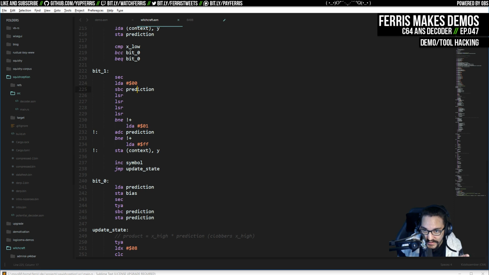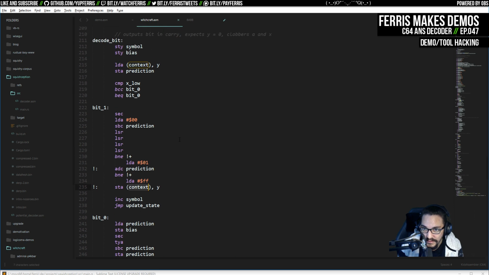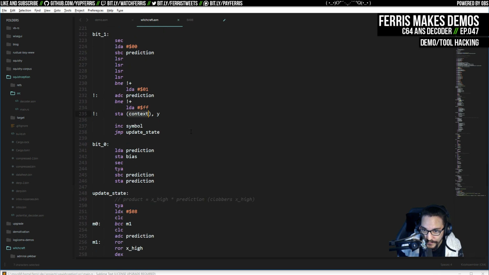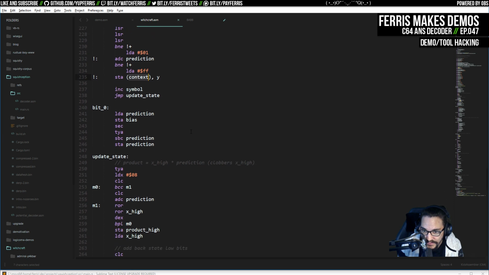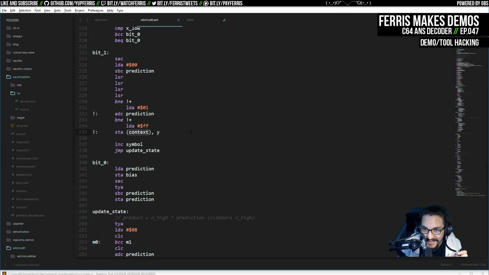Now, we don't want to store into this prediction variable because we've already read the prediction and we need to update the state with that. This is just to update the prediction in the table. So this looks like it should be okay, and I don't know why it isn't. Let's see here.